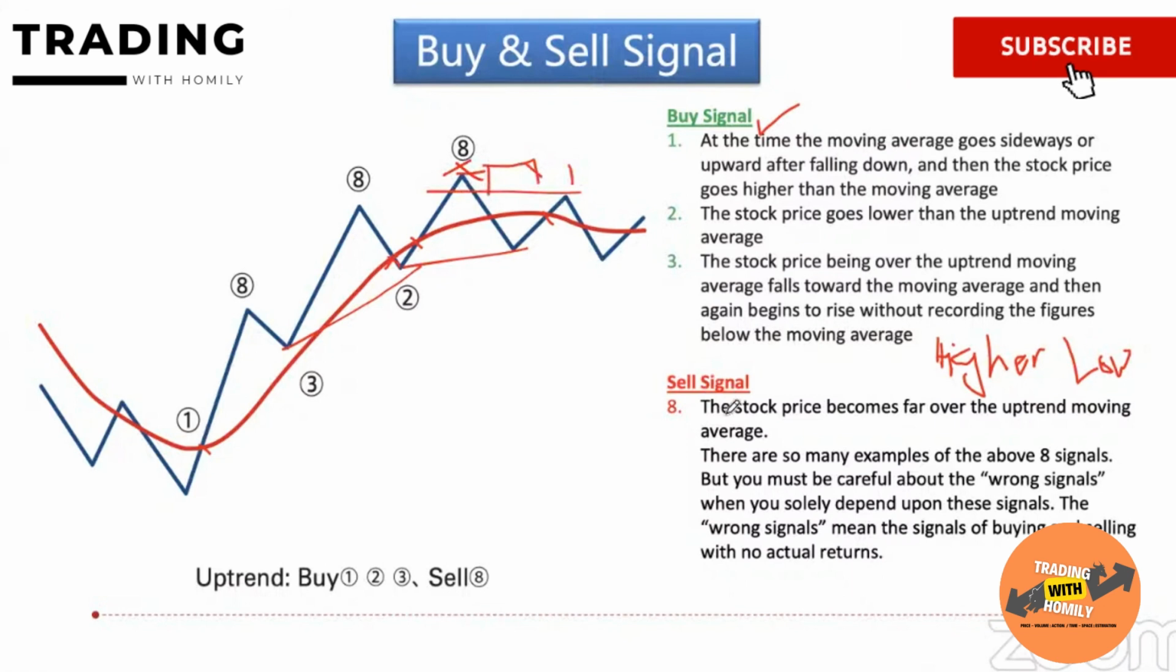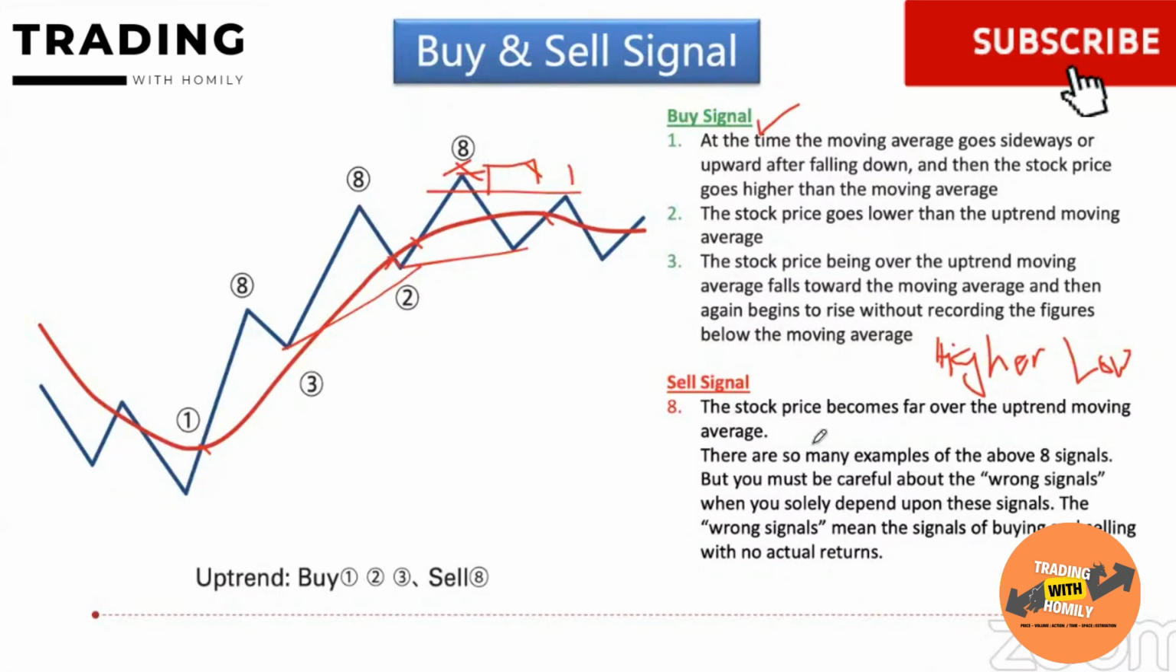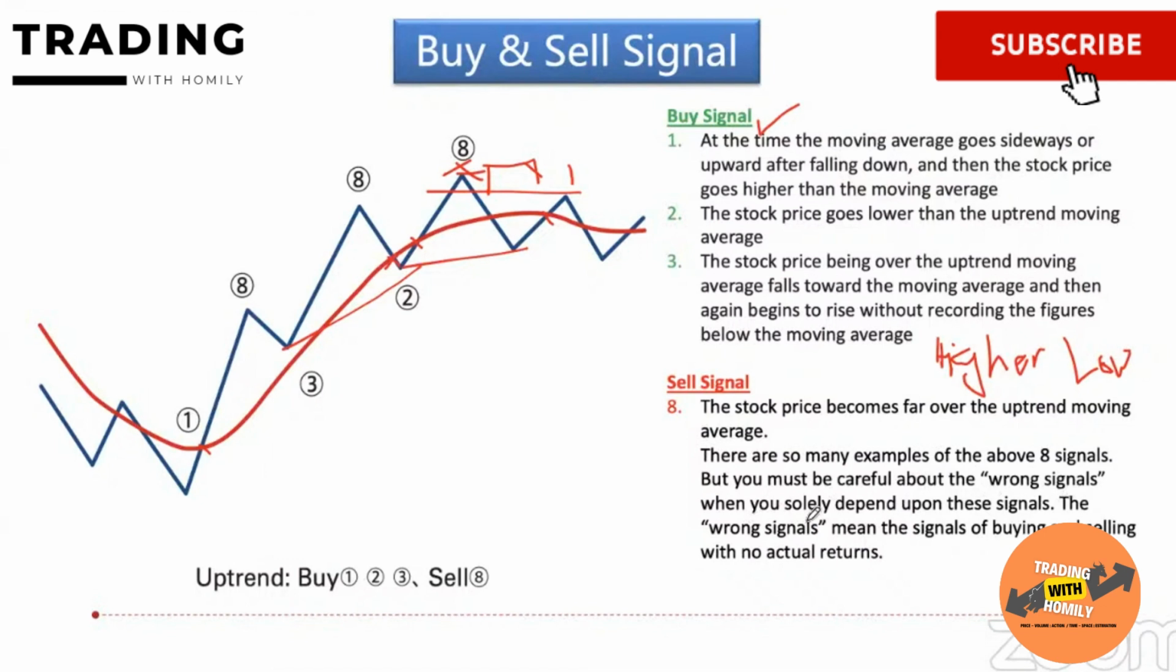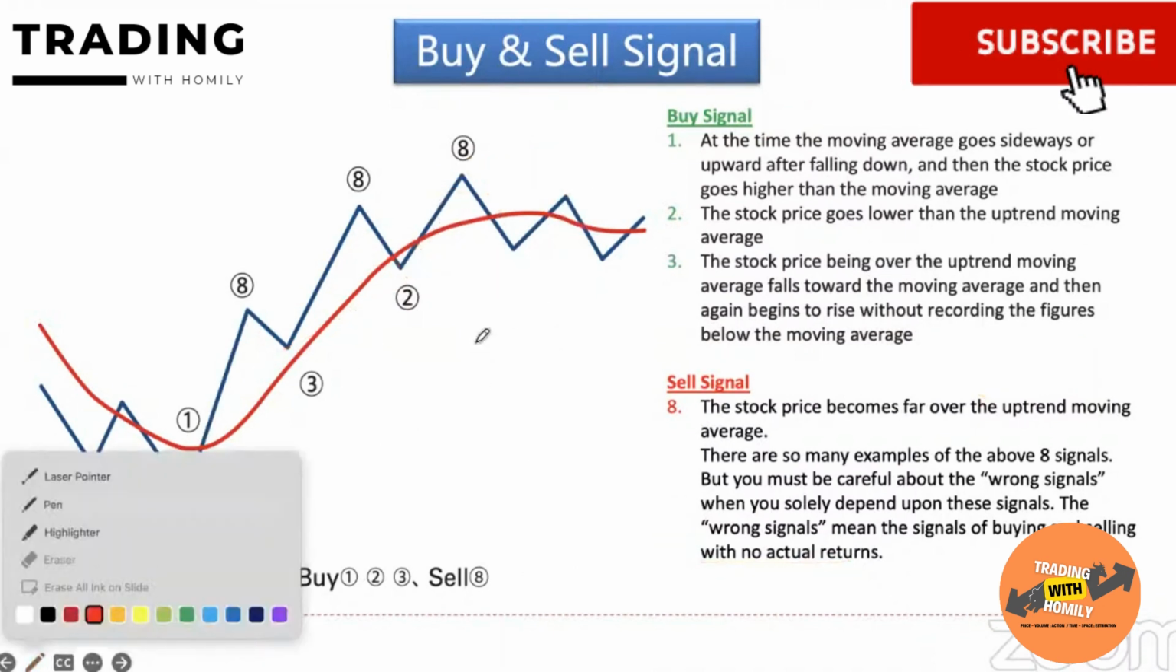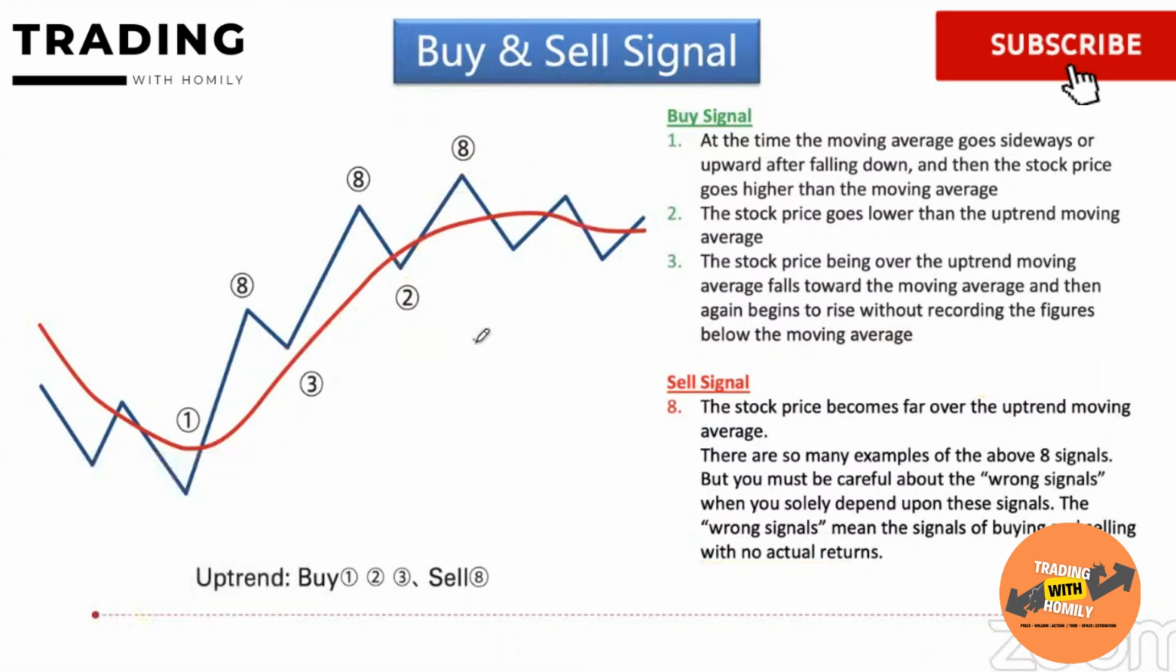Now this is what I emphasized just now. The stock price becomes far over the uptrend moving average. There are so many examples of the above eight signals. You must be careful about the wrong signals when you solely depend upon these signals. The wrong signal means a signal of buying and selling with no actual return, because there's too much noise. So when you get in and out, you get very frustrated in the process because you do not see the results or the yield that you intend to see.